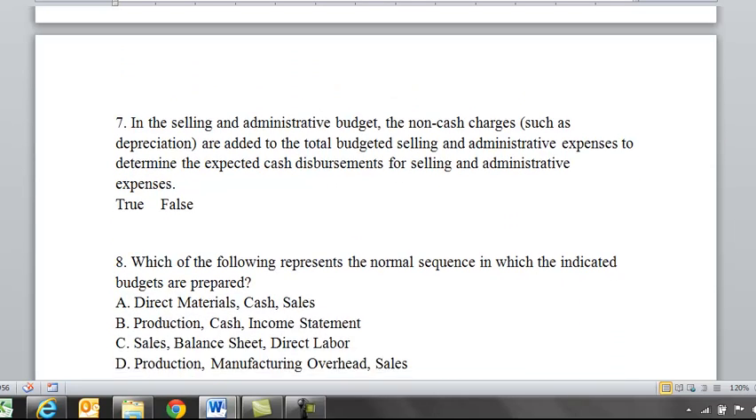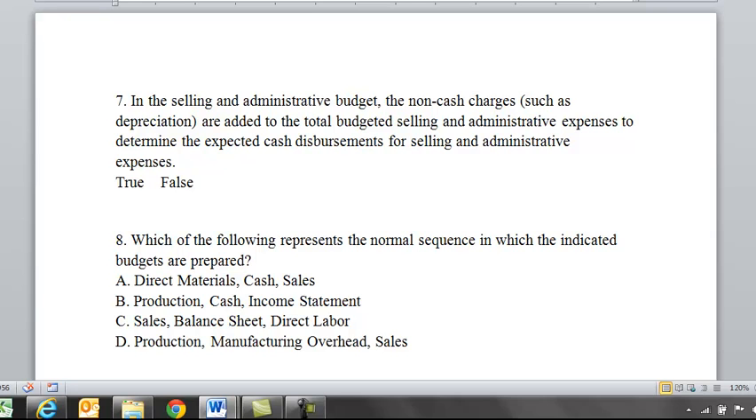Number 7, in the selling and administrative budget, the non-cash charges such as depreciation are added to the total budgeted selling and administrative expenses to determine the expected cash disbursements for selling and administrative. So what we're trying to get to here is, I want my expected cash disbursements for selling and administrative. Well, it's cash disbursements, and as we've already learned, depreciation is a non-cash expense. So the answer here is false.